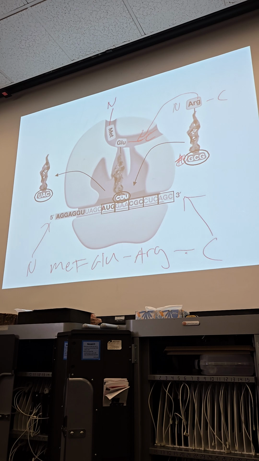So MET lines up with AUG, that is start. Glycine lines up with GAA. Arginine, CGC. Okay? There we go. That's everything so far. I don't understand what it said when he erased it.